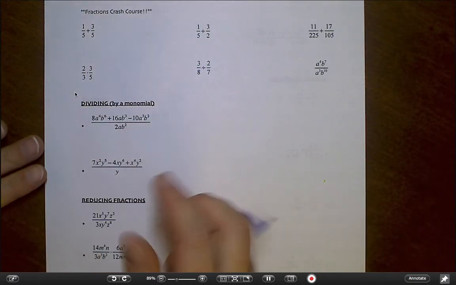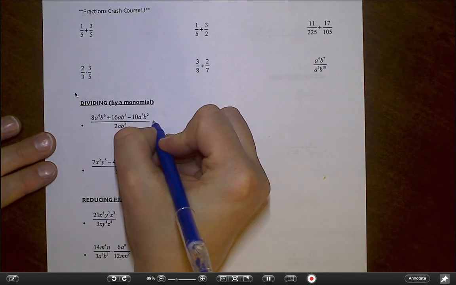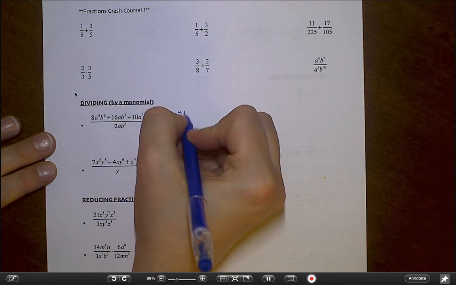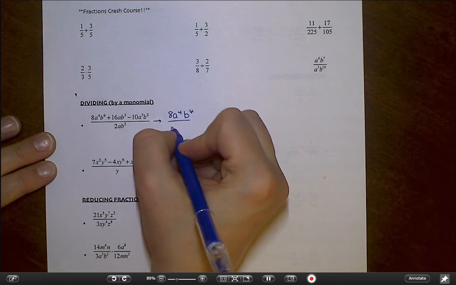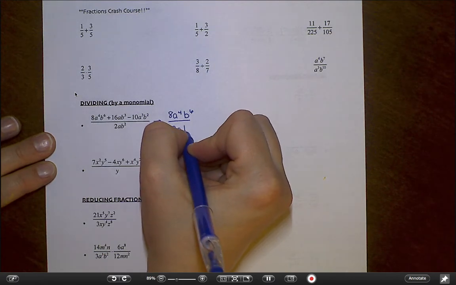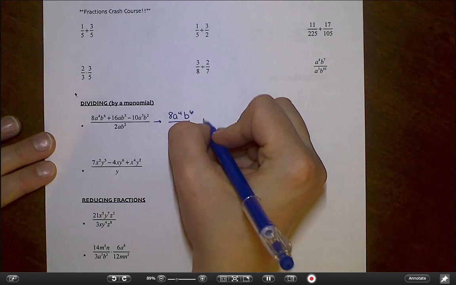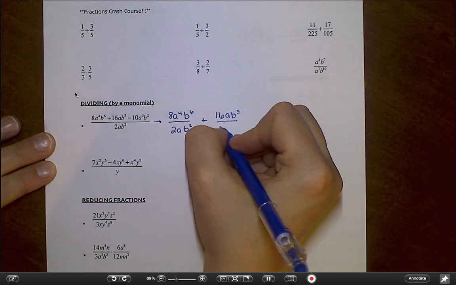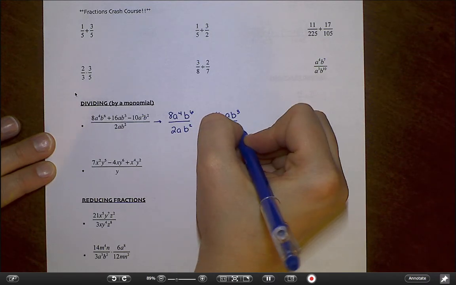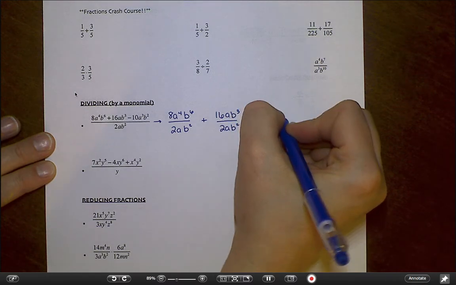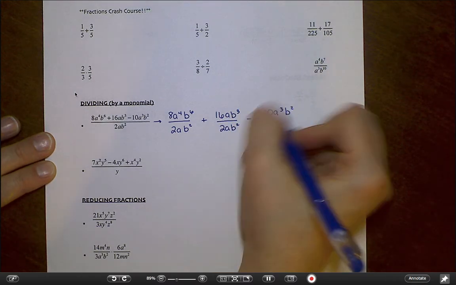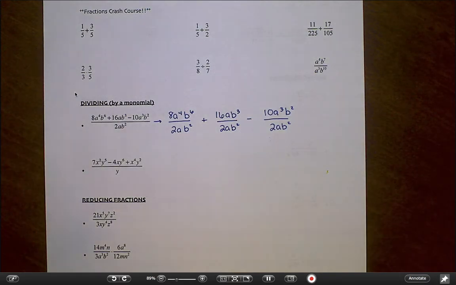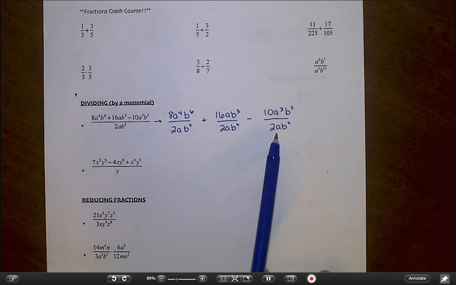What I want to remind you is that when you have a problem arranged like this, and I don't know if you've ever seen one with this many variables before, but you're familiar with this concept, that really what this means is each item from the top is being divided by that denominator. So we have that plus the 16ab to the third over 2ab squared, and then minus the 10a cubed b squared over 2ab squared.